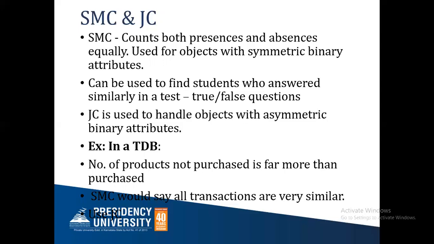So what SMC will do is, since all of them have these objects not purchased, it says all transactions are similar. So in such cases, we can use JC, which will handle asymmetric attributes. So in that case, we can go for Jaccard coefficients.